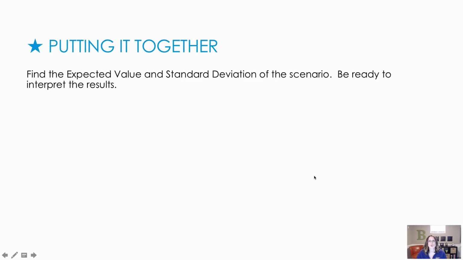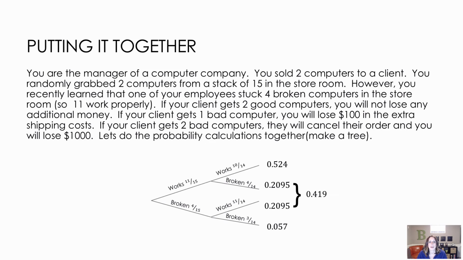So what I would like for you to do is, from here, find the expected value and standard deviation. You can use StatCrunch or your calculator, and then be ready to interpret the results of what that means. So press pause. Enter these values into your calculator. I'm going to let you figure out how to do that, and then press play to check your work.